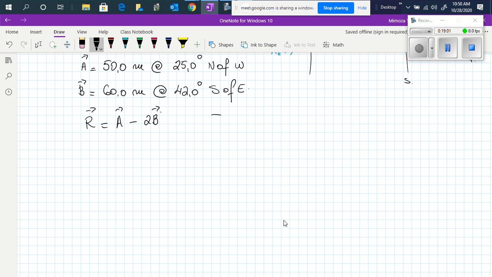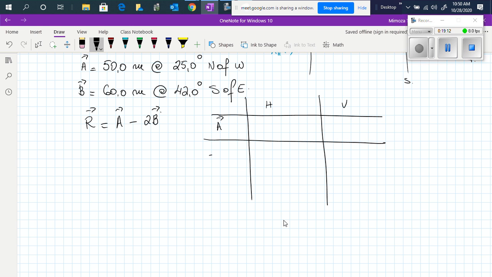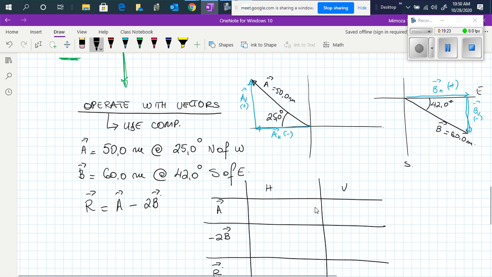In this case, let's create the table right away. So we will have the horizontal component, vertical component, and here we will have vector A, and then we will have vector negative 2B, and at the end, we will have the resultant. So for vector A, the horizontal component will be negative. And in your calculator, please make sure that the mode is on degrees: 50 times cosine 25 is negative 45.3.